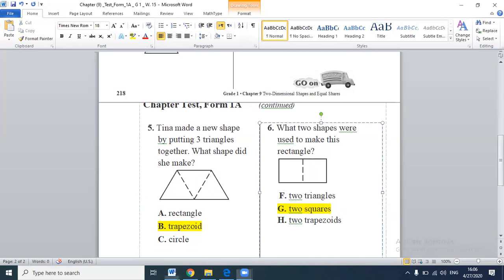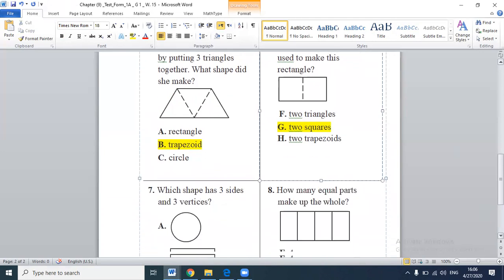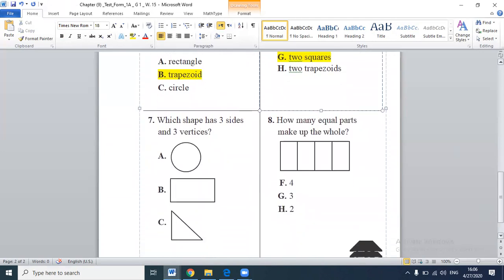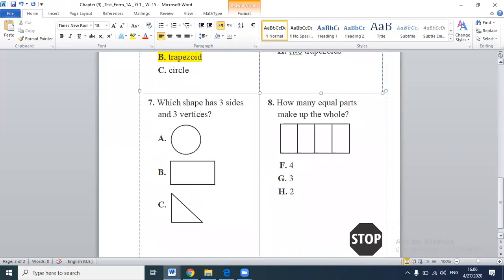Number seven. Which shape has three sides and three vertices? I have this circle, right? How many sides does a circle have? Zero. Yes, excellent. Here I have a rectangle. How many sides for a rectangle? One, two, three, four. Yes, this has four sides.